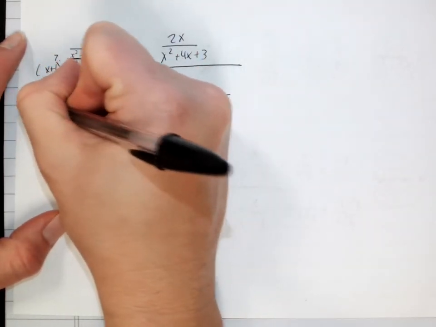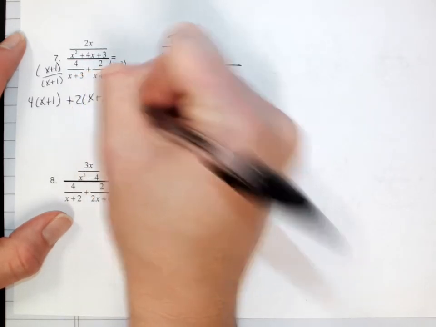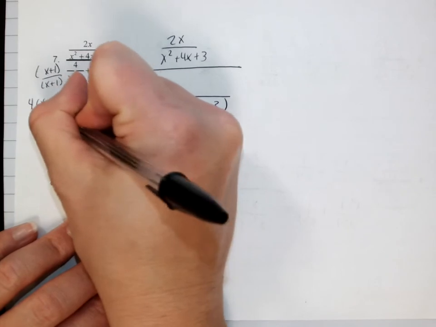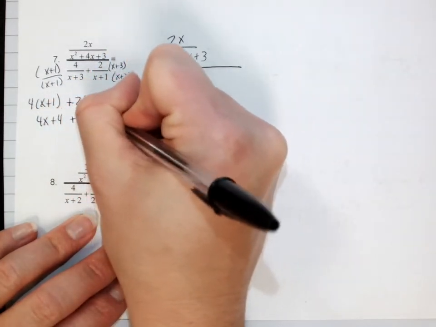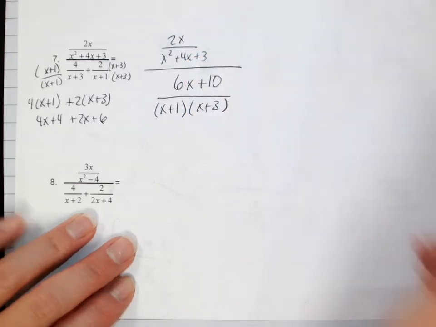For the numerators, I'm going to come over here to the side and do some work. So that's 4 times the x plus 1 plus 2 times the x plus 3, just to simplify my numerator for that one. So that's 4x plus 4 plus 2x plus 6. Combining like terms, that's a 6x plus 10.